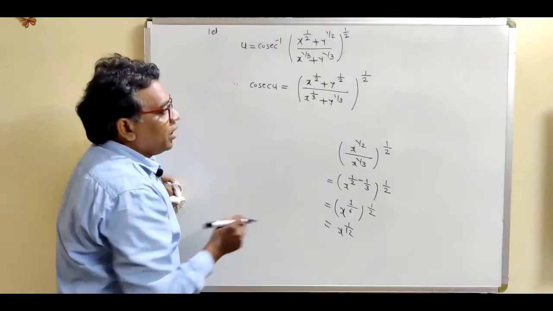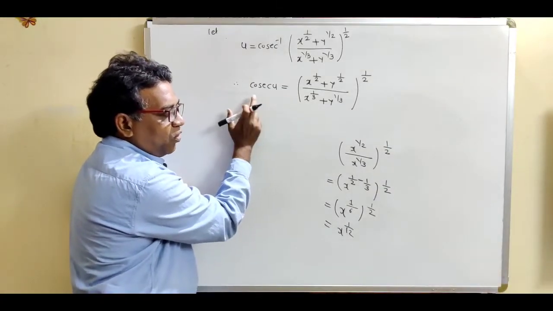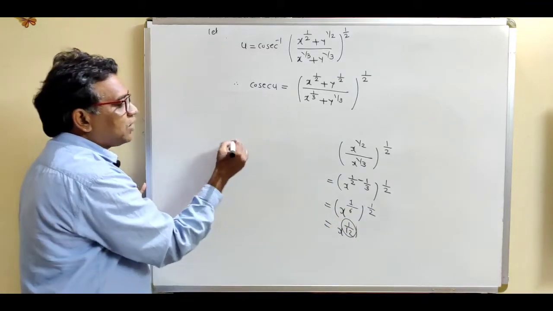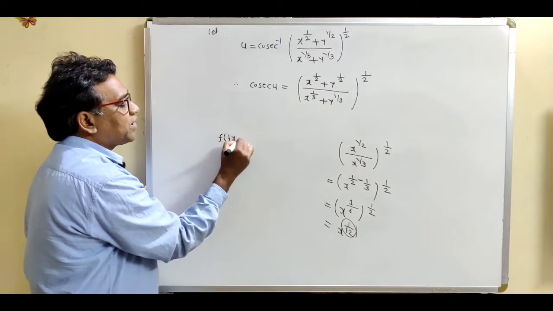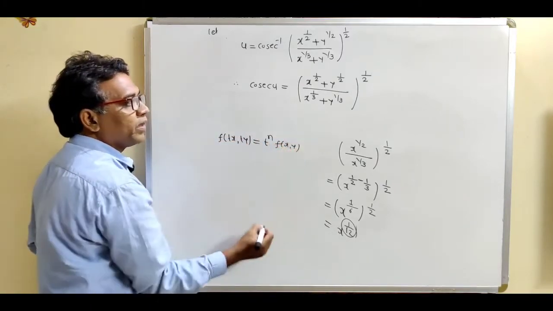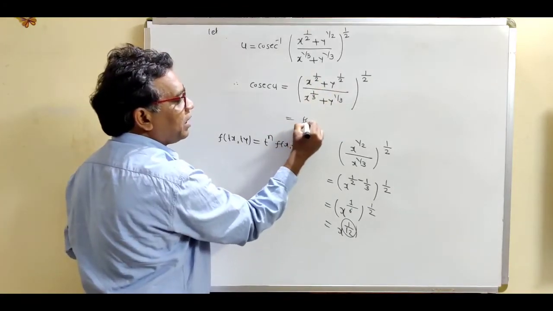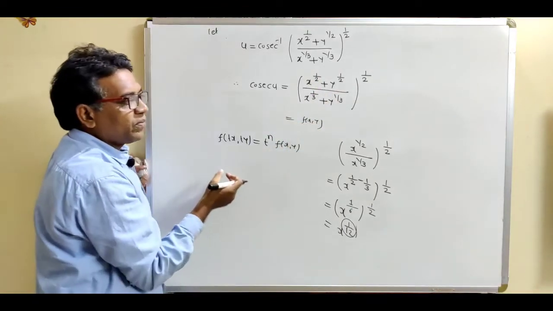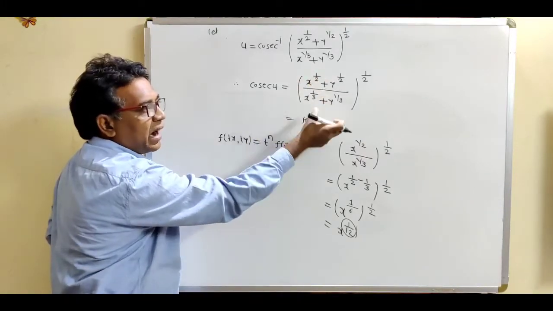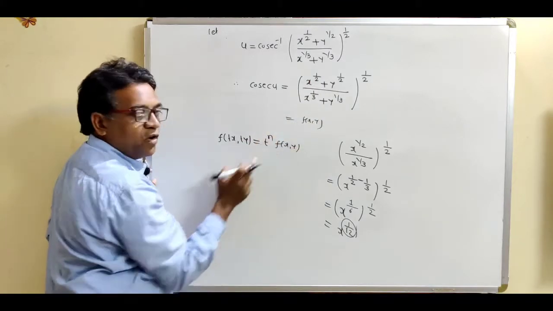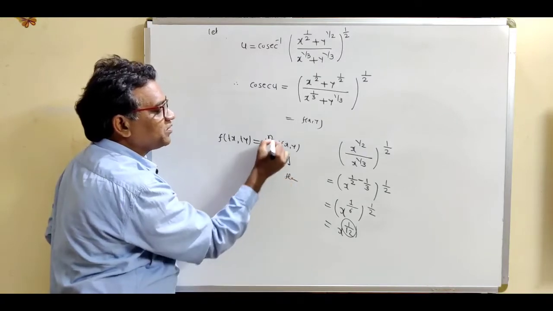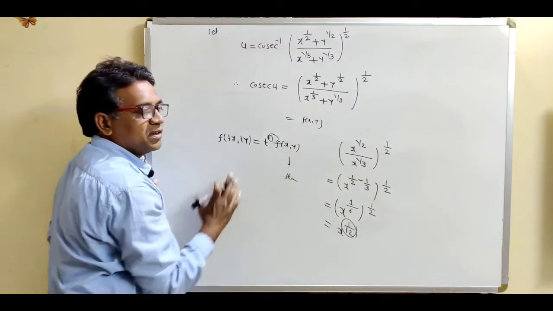So cosec u, this is a homogeneous function of degree 1 upon 12. Actually this is the definition of a homogeneous function. If we transform this f of tx, ty in terms of t raised to n into f(x, y), suppose we denote this function by f(x, y), then apply this definition, replacing x by tx and y by ty in this function, and express this function in this format, t raised to n into f(x, y), then this is called the homogeneous function, and this number n is called the degree.